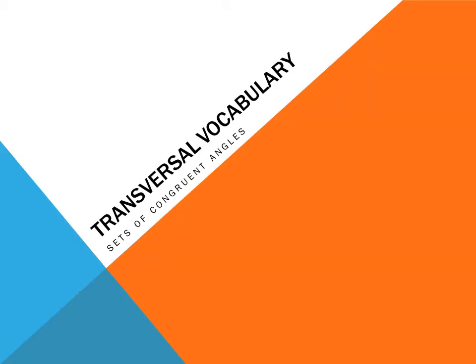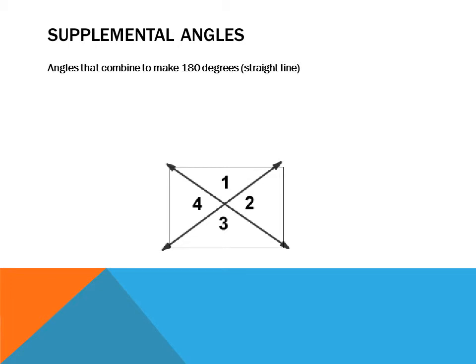Okay, so here's some transversal vocabulary. We're going to come up with different sets of congruent angles. Okay, so the first thing, now this is review, is a supplemental angle. Okay, supplementary or supplemental angles are angles that add up to 180 degrees. So what are our sets of supplementary angles on these?